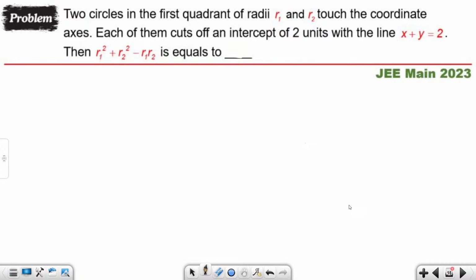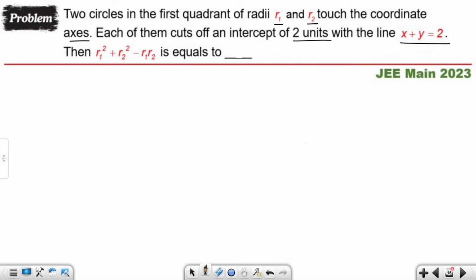What have they said? They have said that there are two circles in the first quadrant of radii R1 and R2 touching the coordinate axes. It is touching both the coordinate axes. Each of them cuts an intercept of 2 units with the line x plus y equals to 2. Now you see, both these circles are doing the same thing. They are touching the coordinate axes, as well as cutting an intercept of 2 units with the line x plus y equals to 2.